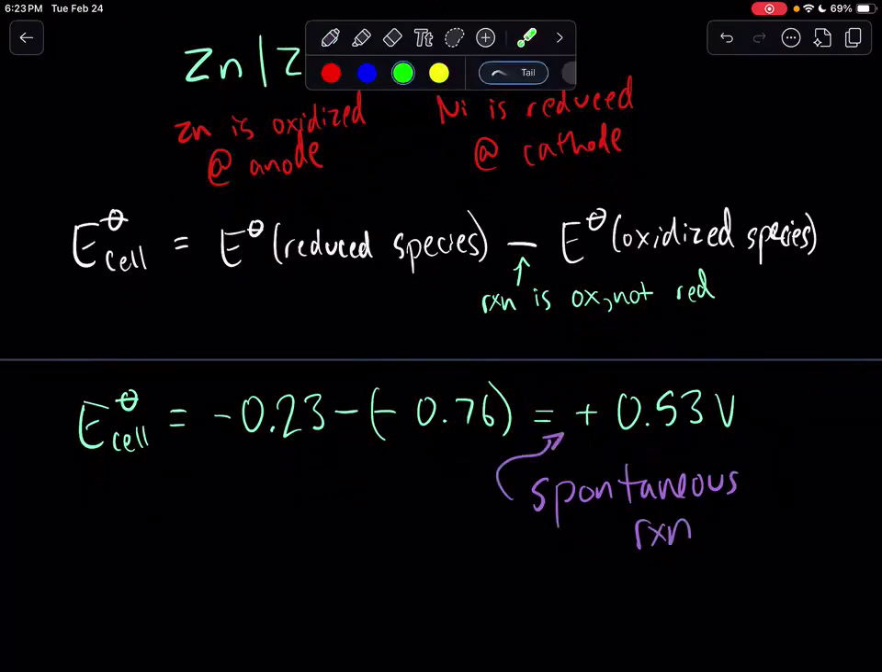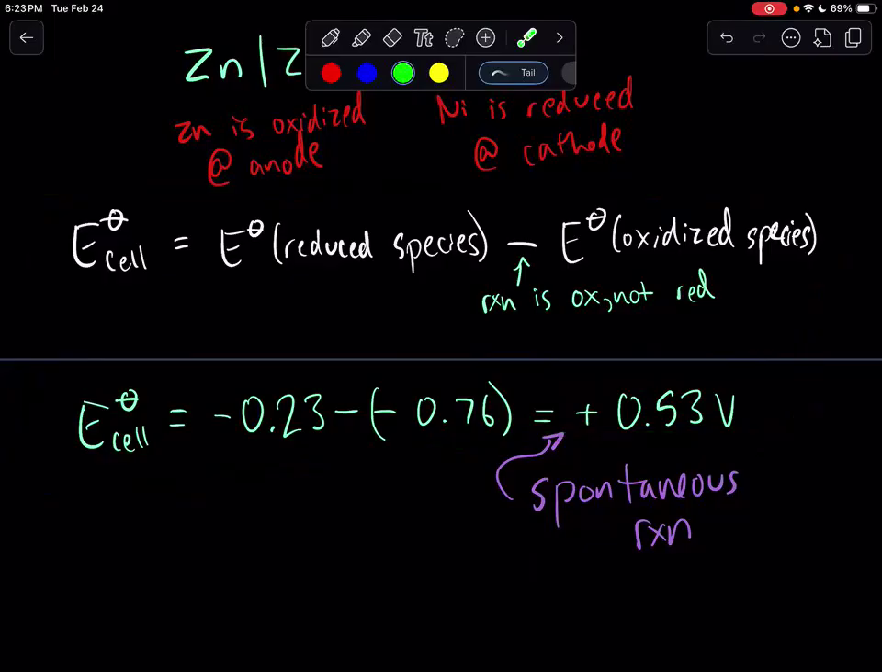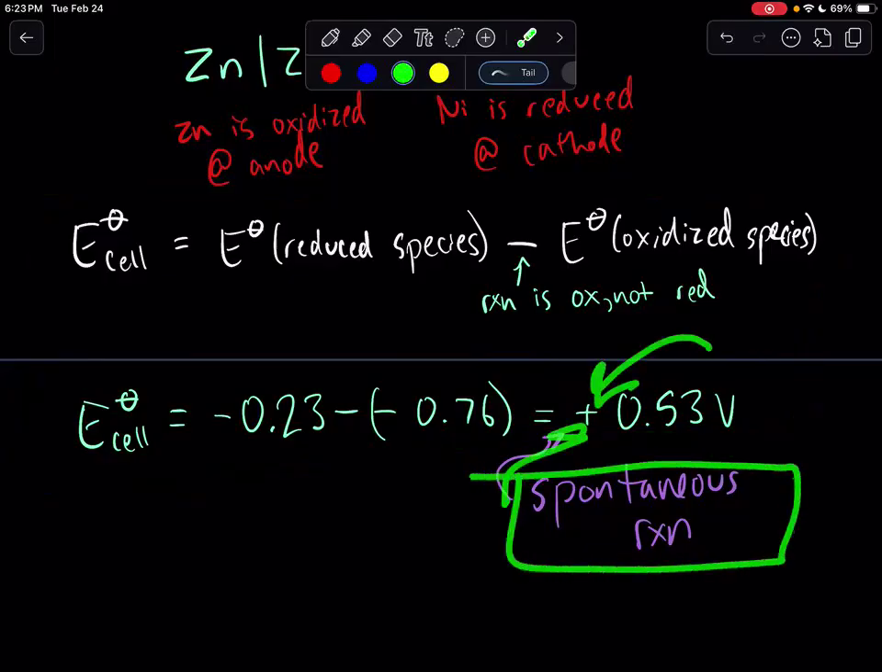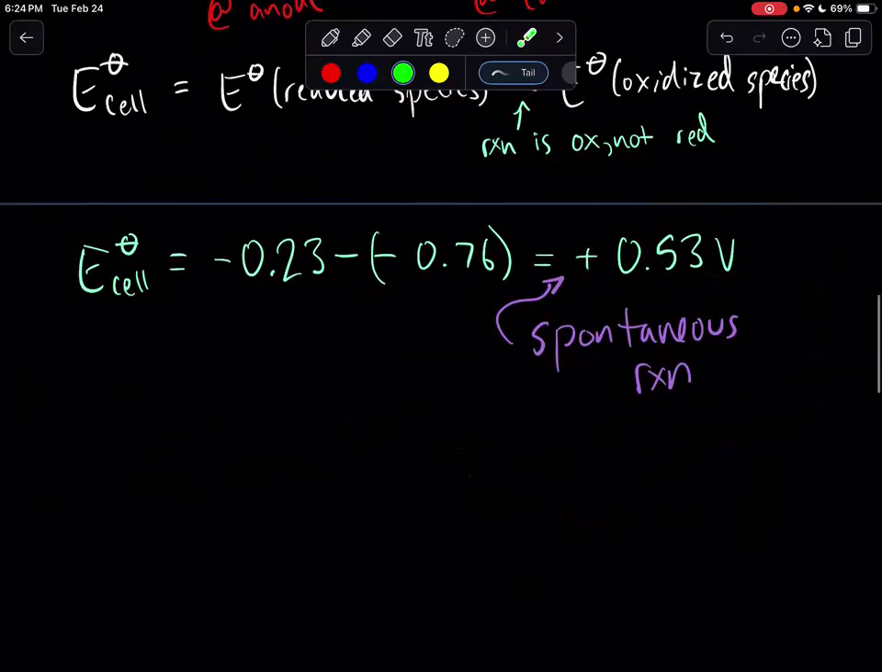Before we move further, I'm just going to take a brief pause. Using this equation is required of you on the DP exam. So you need to be able to recognize and use this equation. Furthermore, you need to be able to recognize that this positive value indicates a spontaneous reaction. All right. With that clear, now that we are talking about spontaneous reactions, we are very likely going to jump right into Gibbs free energy.